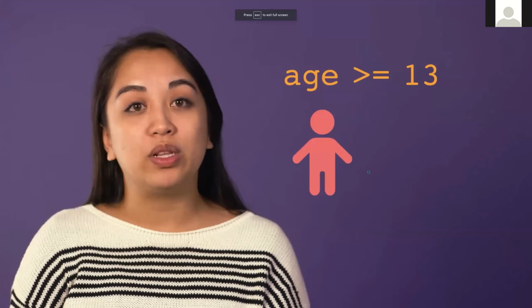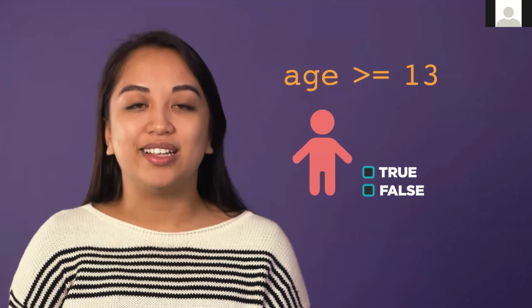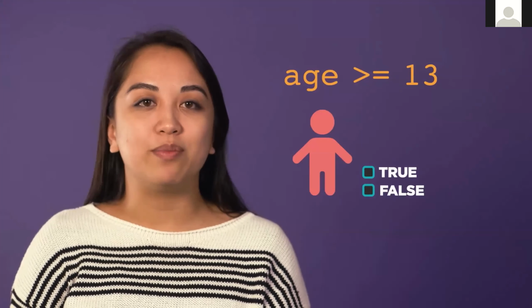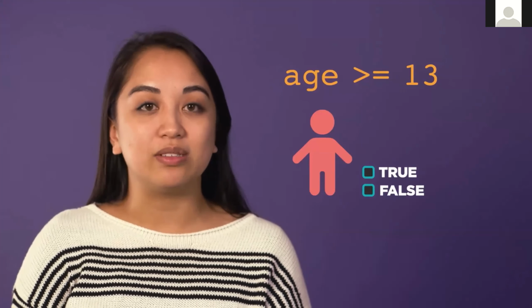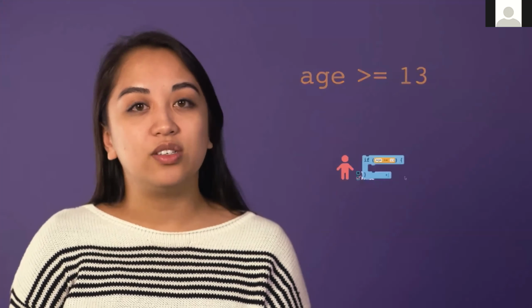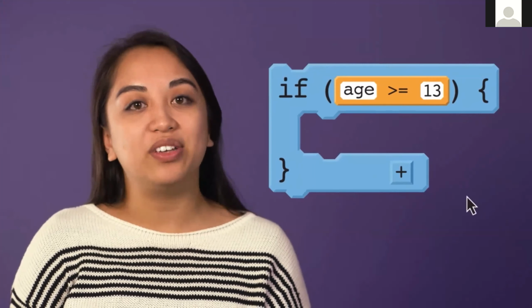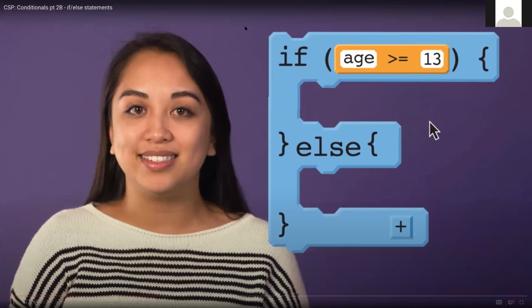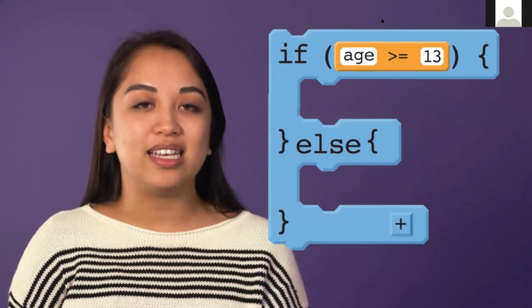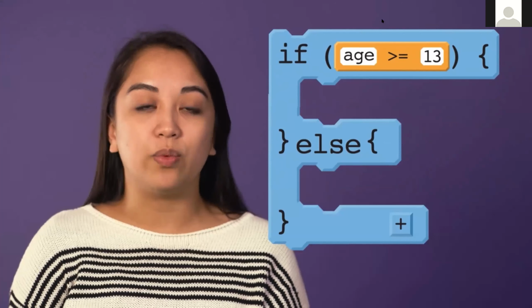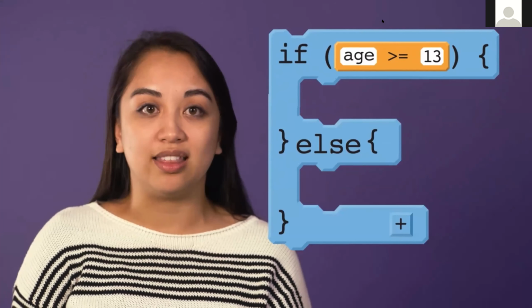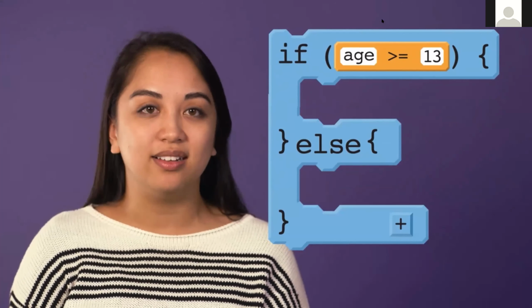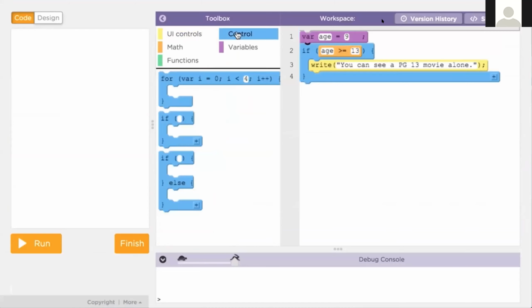Of course, some people will not be old enough. In these kinds of situations, we will want our programs to do something else when the condition is false. In order to do this, we will want to expand our if statements to include an else statement. The commands contained in this else statement only run if the Boolean condition in the if statement is false. In AppLab, you can add an else statement by either dragging out the if-else block or by clicking the plus symbol in the bottom right corner of the if block.